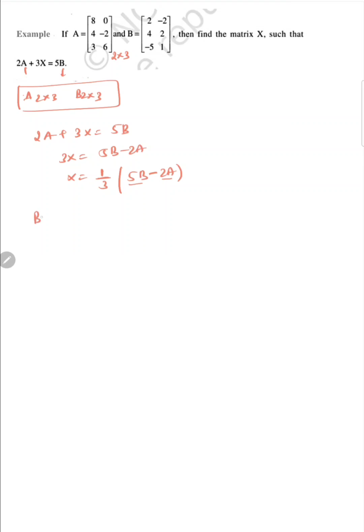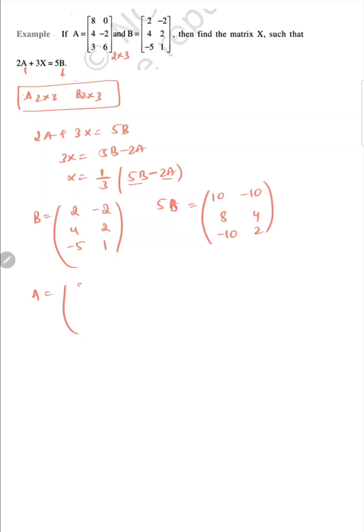First we have B as 2, minus 2, 4, 2, minus 5, 1. Therefore 5B means scalar multiplication to B, multiplying each element with 5. 5 into 2 is 10, minus 10, 4 into 5 is 20... this is 5B. Now we have A as 8, 0, 4, minus 2, 3, 6. Now we need 2A. 2A is multiplying each element with 2: 16, 0, 8, minus 4, 6, 12. So this is 2A.